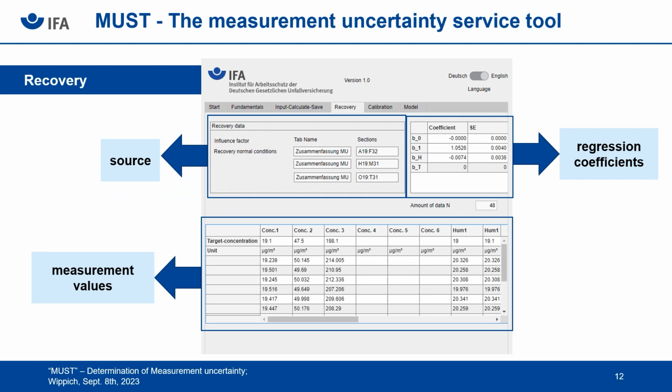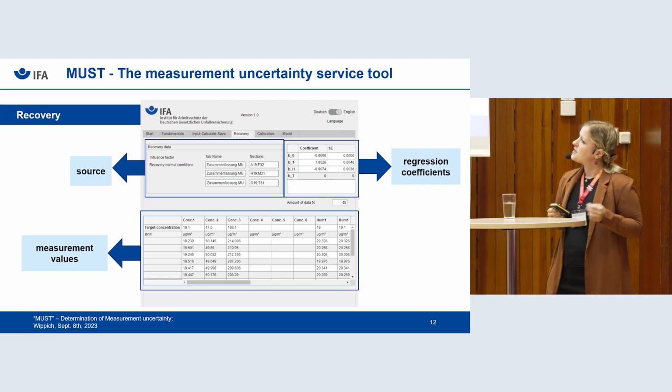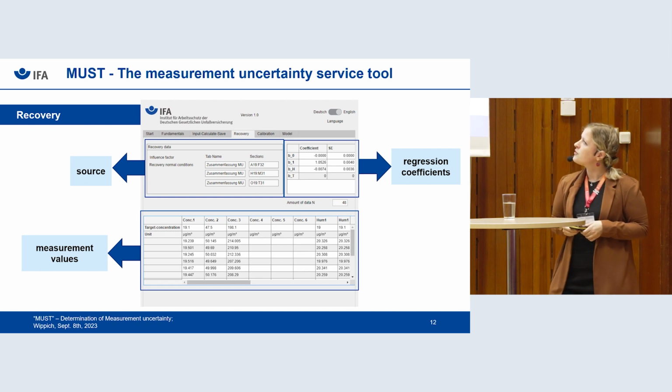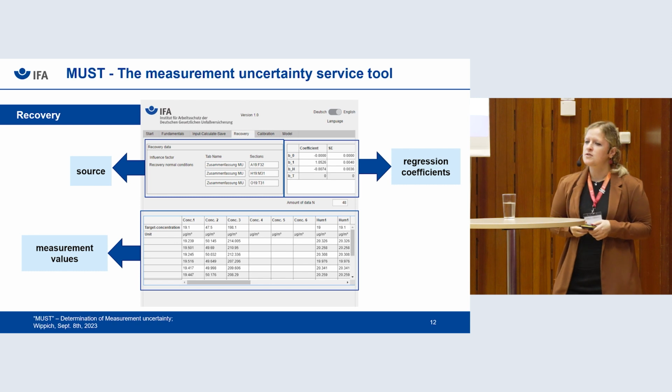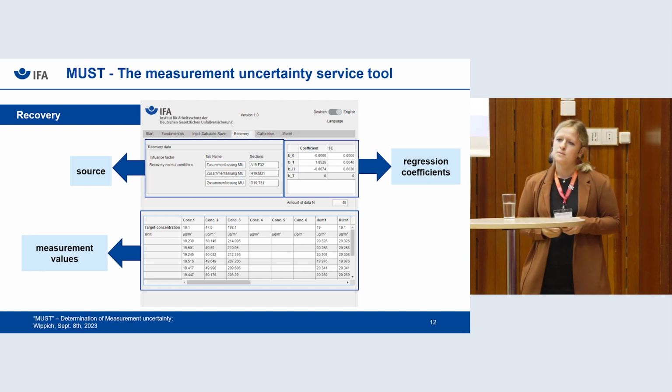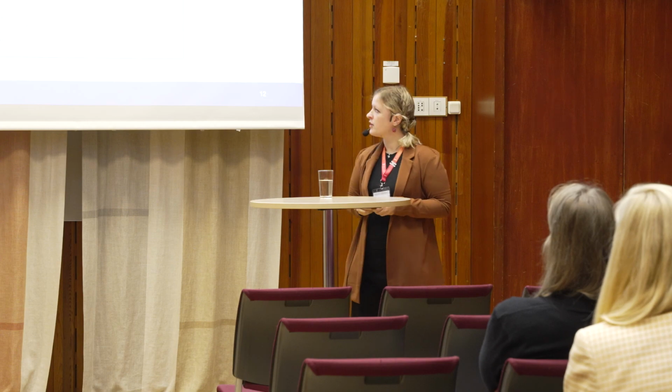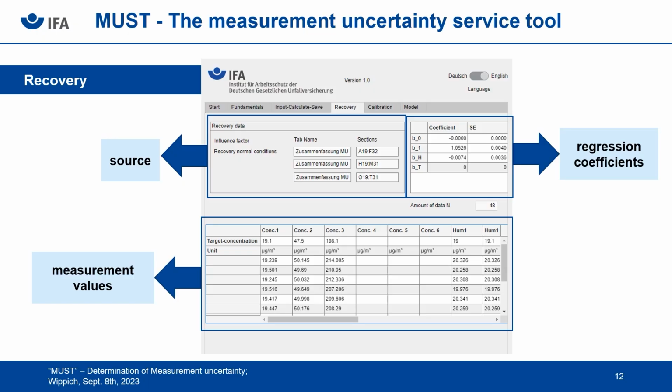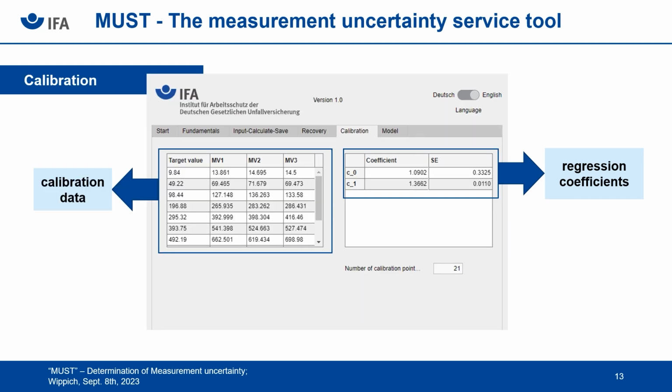But before you trust this value, you have to consider two more sheets, the recovery and the calibration sheet. This is where you can check which data was put into the app and whether everything is going well. At the top, you can see the source of your recovery data. Since we calculate the measurement uncertainty for the recovery based on a regression model, we also have regression coefficients. At the bottom, you can see the measurement values read by the software itself: the target concentration and the calculated concentrations of your validation. It is the same for the calibration. You have the calibration data with the target value, up to three different sets of calibration curves, and also the regression coefficients.